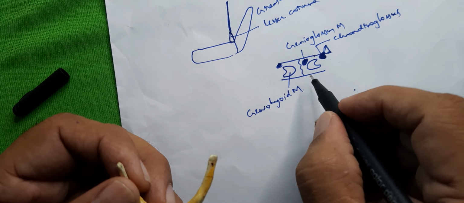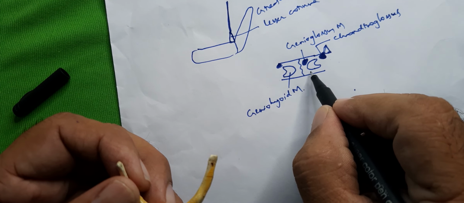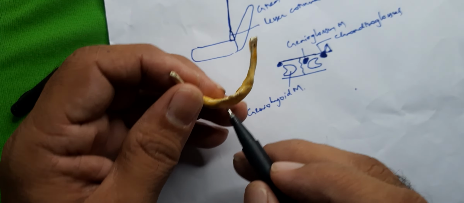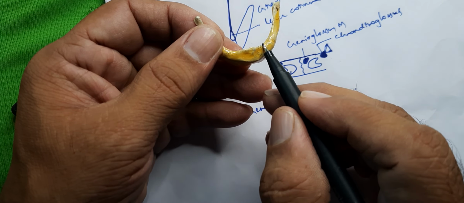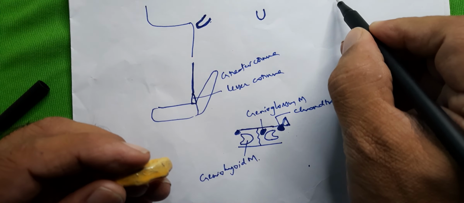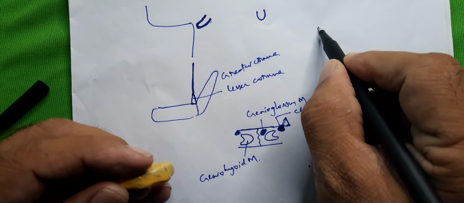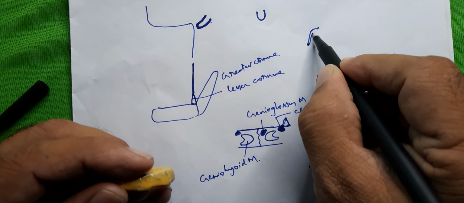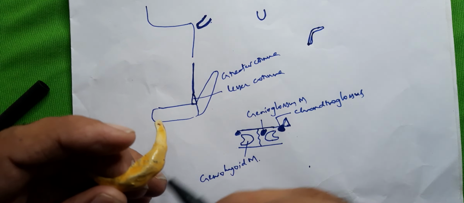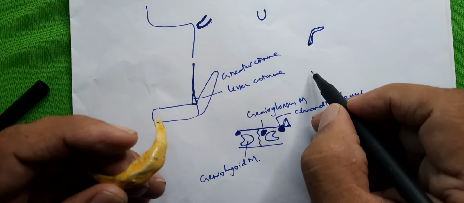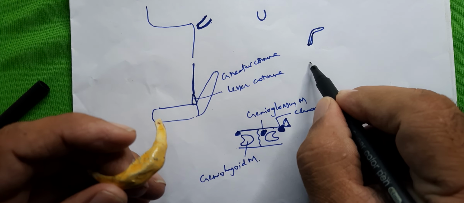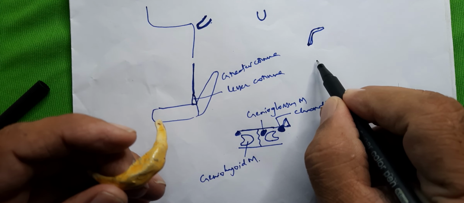Now, if you see the upper border which is present here, this is the upper border, this is sharp, and if you see in a side angle, the body is somewhat like this. So immediately below this hyoid bone, you will see the thyroid cartilage like this.